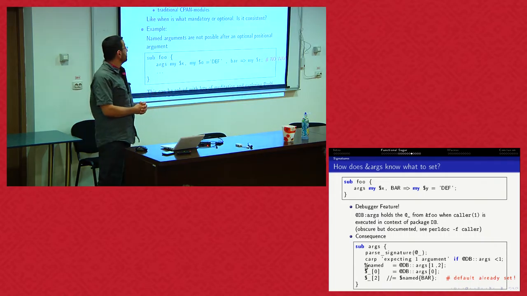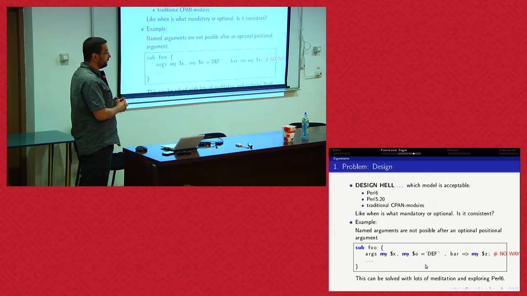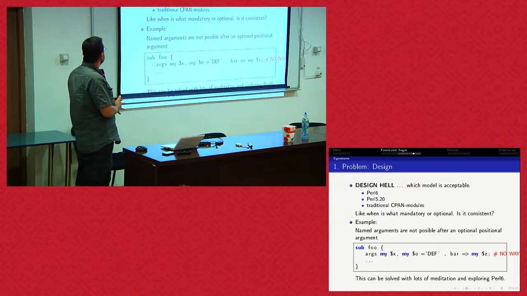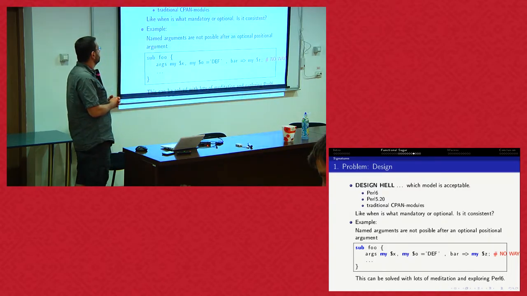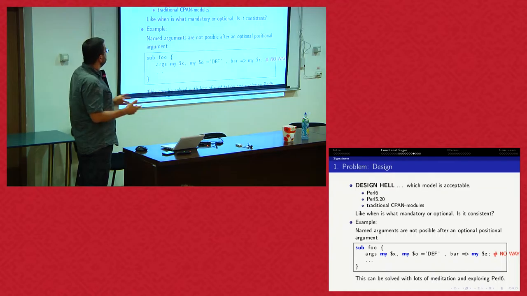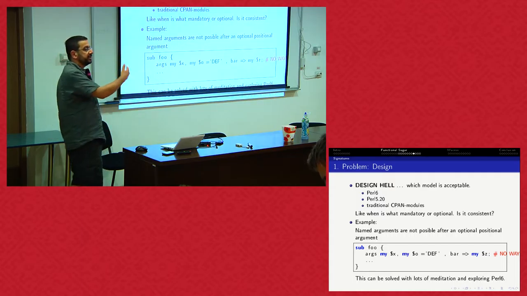problems I'm encountering here are, first, design hell. Because, unfortunately, before I hack, I'm thinking about the best design. And this is really, really more complicated than hacking. So shall I take the model from Perl 6? Shall I take the model from Perl 5.20? Shall I look into traditional CPAN modules? Like when is something mandatory, when is it optional, are named arguments with defaults optional or mandatory, and so on.